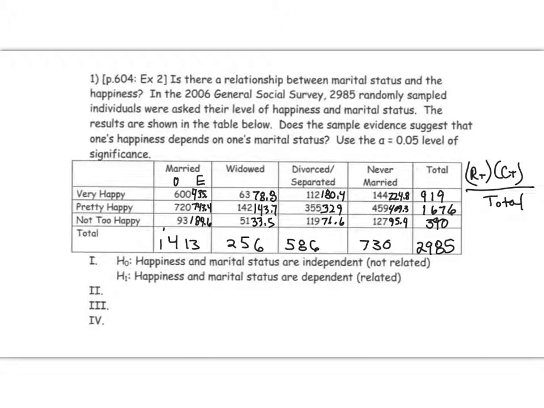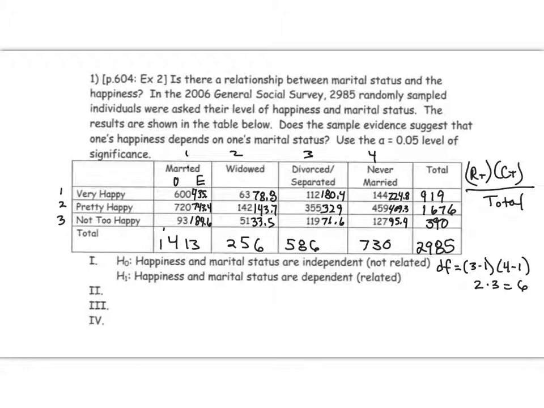All right, so to figure out how many degrees of freedom I have: 1, 2, 3 rows. So I subtract 1 from that, and I multiply by the number of columns minus 1. So in this case, I have 1, 2, 3, 4 columns. So 4 minus 1, that would be 2 times 3. So I have 6 degrees of freedom.